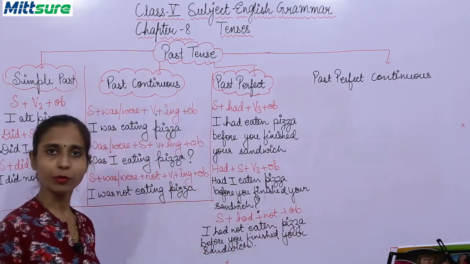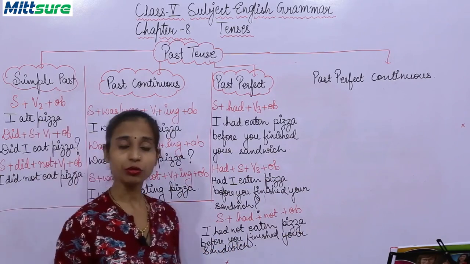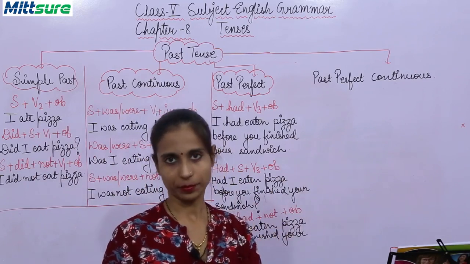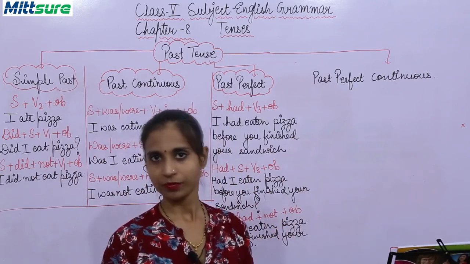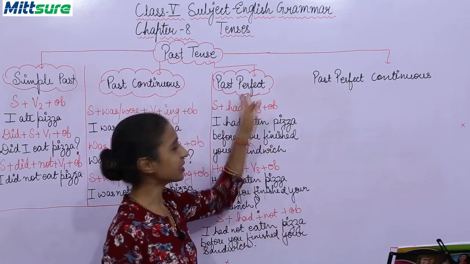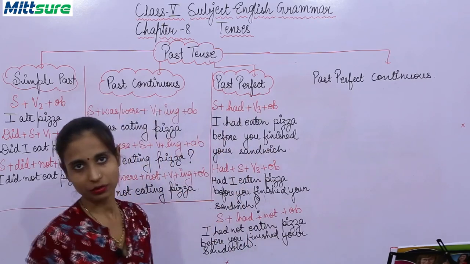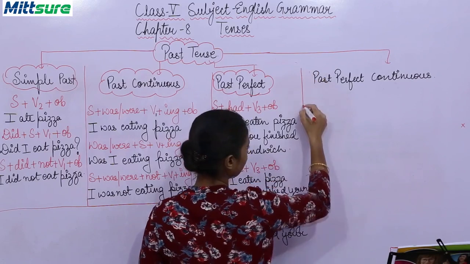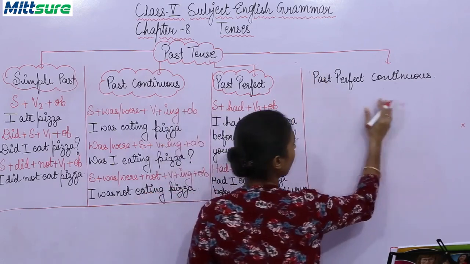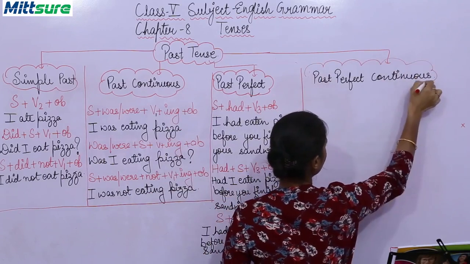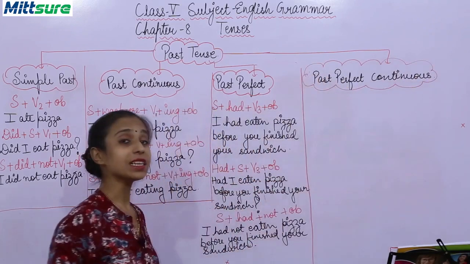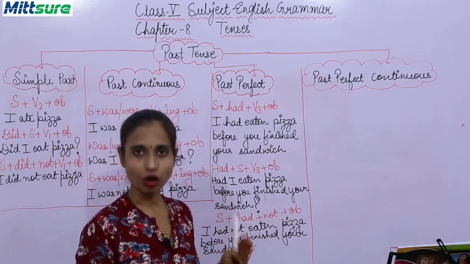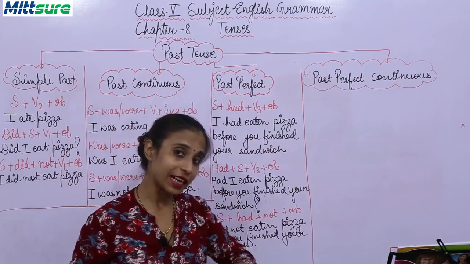All right, I hope past perfect is clear to you. The work which is done before a job has been completed, a task has been completed. That means by this tense we can know at what time the task was completed. Now let us continue with past perfect continuous.